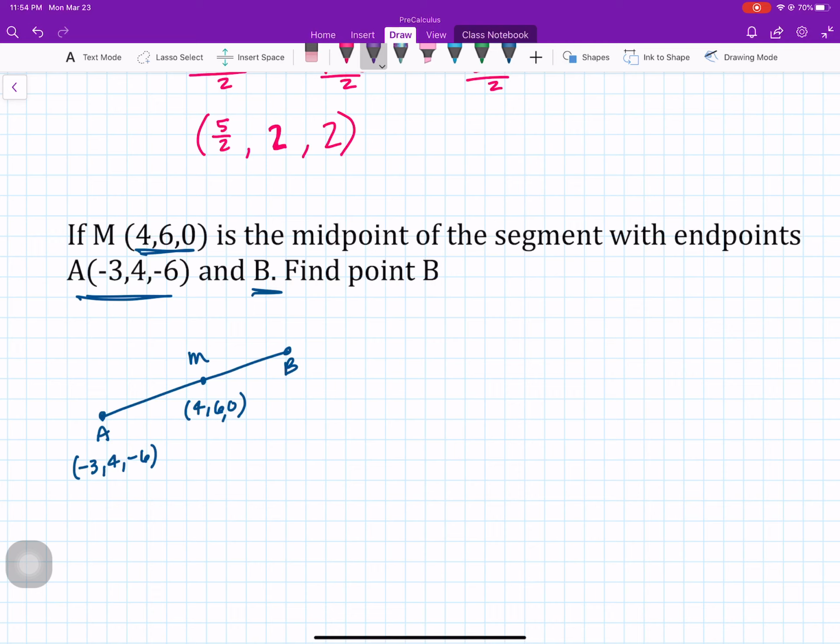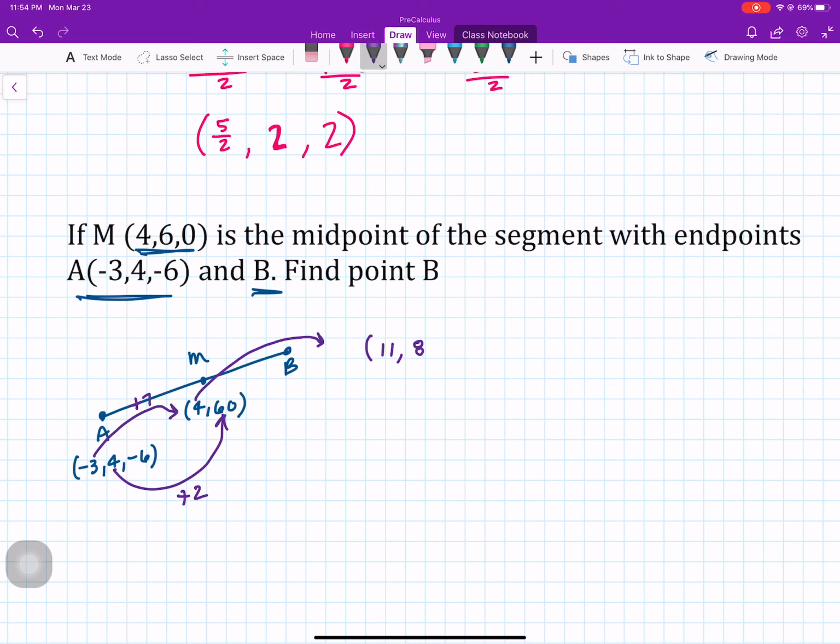There's a couple different ways you can approach this. I just like to think of how we're traveling. So if I start at negative 3 on the x and I go to 4, that means I'm going up 7, which means if I'm going to go the same distance again, I have to go 7 more than 4, so that 4 stays in the middle. 7 plus 4 is 11. Then do it again. For my y's, I start at 4 and go to 6. That's up 2, which means if 6 is going to be in the middle, I have to go up 2 again. 2 more than 6 is 8.